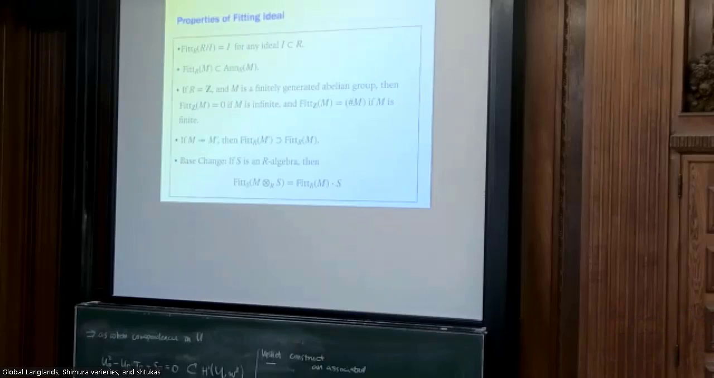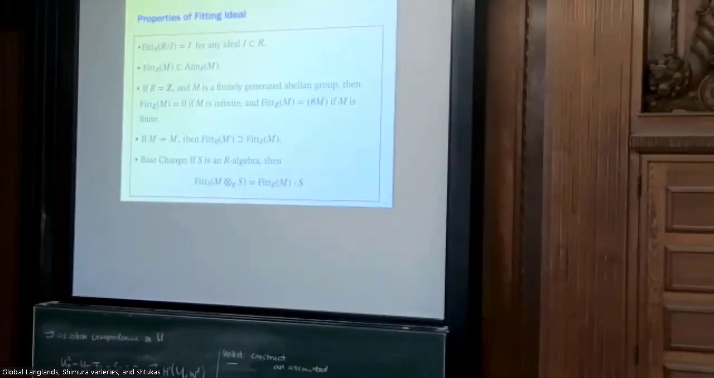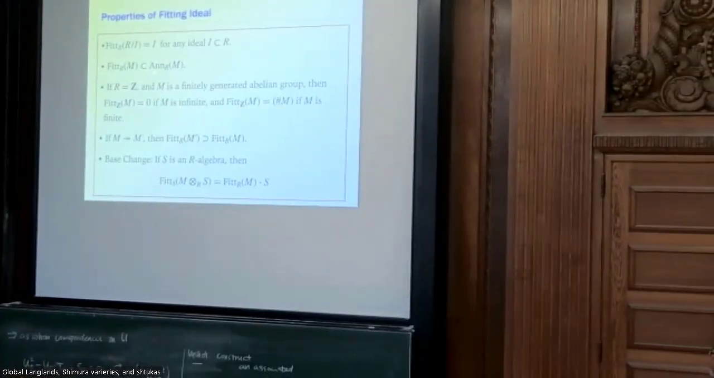So what are some properties of fitting ideals? Just a simple example: the fitting ideal of R mod I. There's one generator of R mod I over R, namely the number 1. What are all the relations? They are the elements of I. So the fitting ideal is just I. Okay, simple example. Is a nice exercise: show the fitting ideal is contained in the annihilator. So it's kind of a generalization of the annihilator.